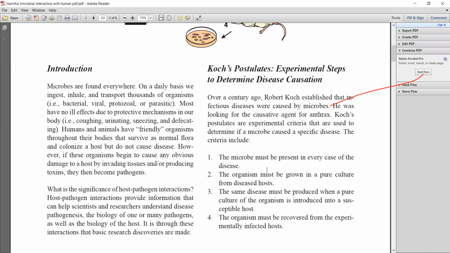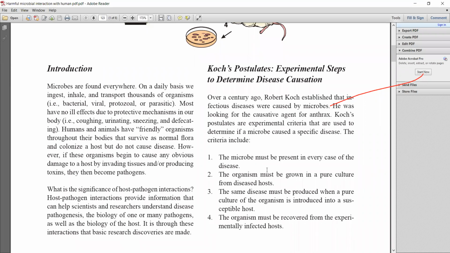So we will also have to fulfill the second point. The organism must be grown in a pure culture from the diseased host. Once you isolate that microorganism from the person who is diseased, that microorganism must be grown in a pure culture. Okay, we have done that. Then after the second point, we move towards the third point.